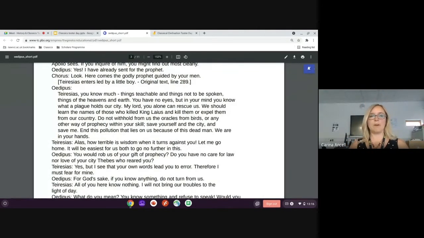Tiresias enters led by a little boy. Tiresias, you know much, things teachable and things not to be spoken, things of the heaven and earth. You have no eyes, but in your mind you know what a plague holds our city. My lord, you alone can rescue us. We should learn the names of those who killed King Laius and kill them or expel them from our country. Do not withhold from us the oracles from birds or any other way of prophecy within your skill. Save yourself and the city and save me. End this pollution that lies on us because of this dead man. We are in your hands.